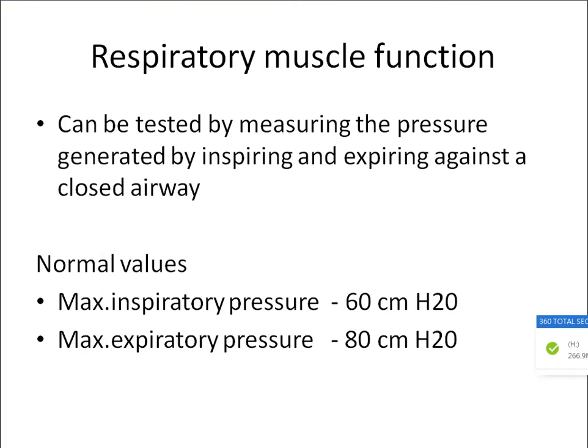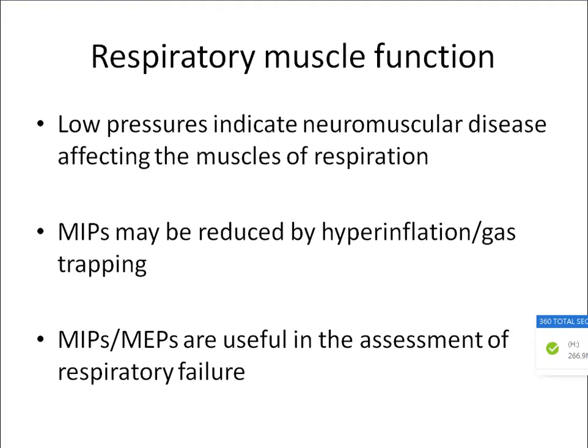Respiratory muscle function can be tested by measuring the pressure generated by inspiring and expiring against a closed airway. Normal values: maximal inspiratory pressure is 60 cm H2O, and maximal expiratory pressure is 80 cm H2O. Low pressures indicate neuromuscular diseases.